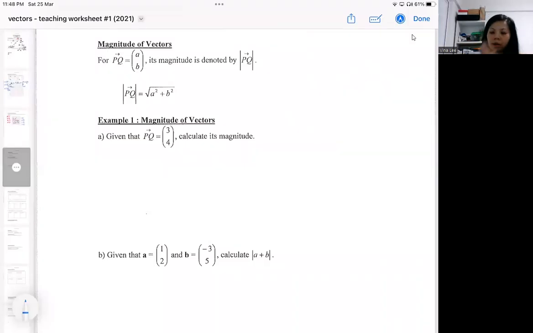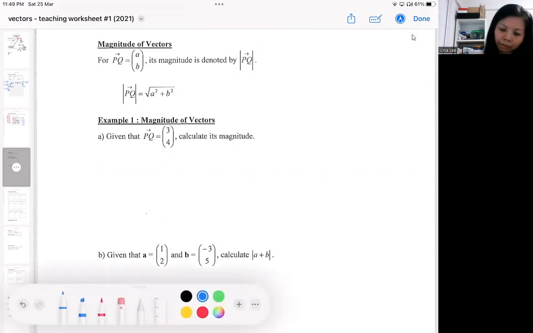Okay, so once you have the idea of how vectors look like, vectors have length and direction. Now that you know that we indicate vectors using a column, what do the two numbers in the column represent? You will be asked to calculate the magnitude. That means how long is that vector. So the length of the vector has a symbol.